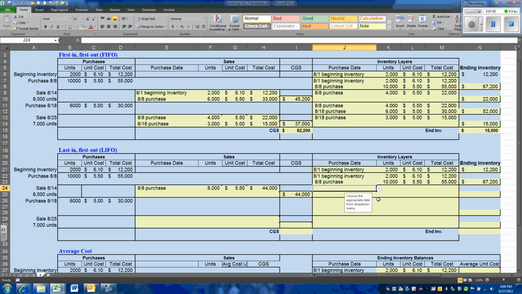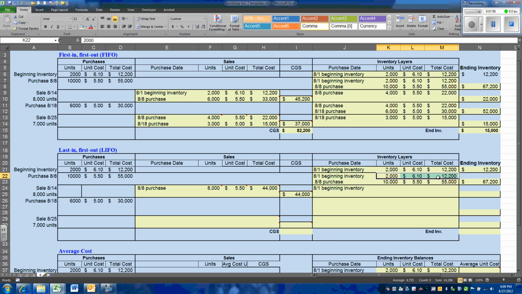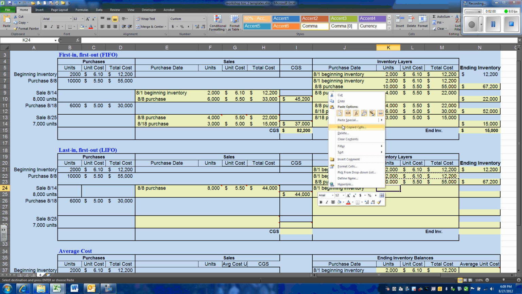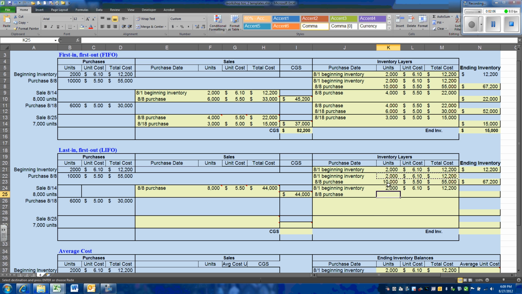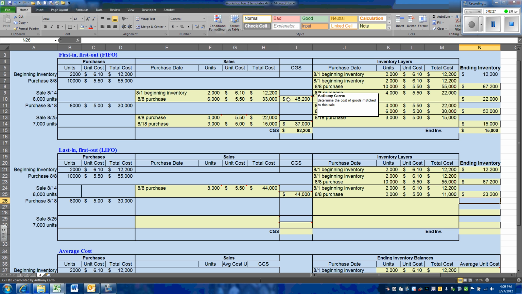The oldest items will remain in inventory. So our beginning inventory of 2,000 units will remain after the sale, along with the balance of the August 8th purchase. So we purchased 10,000 units, we sold 8,000, so we have 2,000 units remaining. Using the valuation for each layer, it gives us an ending inventory of $23,200. So as you can see, we have a different cost of goods sold depending on our inventory valuation method, and that will also produce different ending inventories.